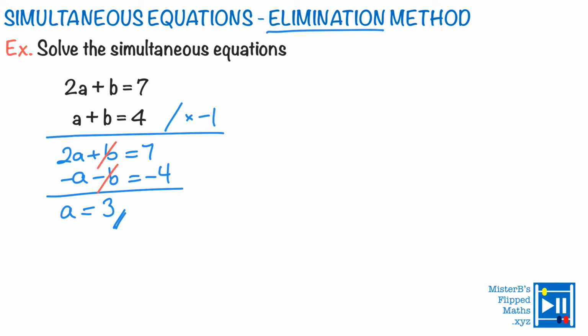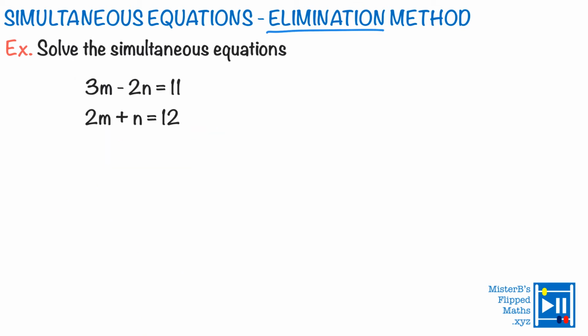Now I can use one of these equations to substitute the value of a so that I can calculate the value of b. Let's choose the second one: 3 plus b equals 4. Then I'll take away 3 from both sides, ending up with b being 1. So this is how I can solve these simultaneous equations. One more example.